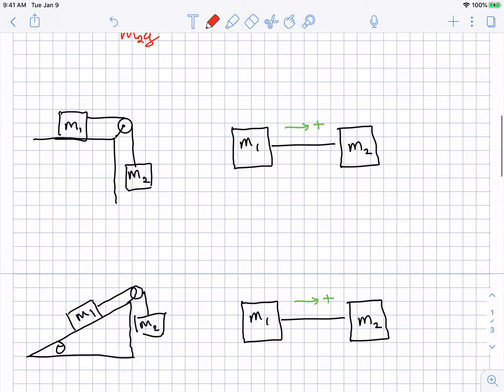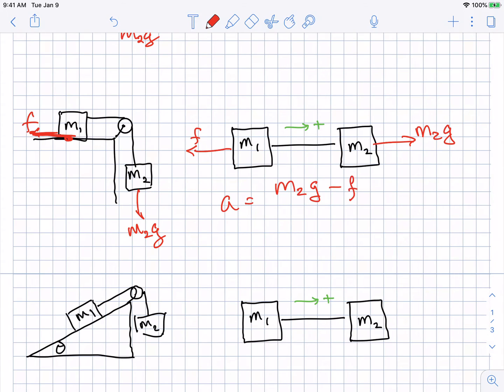Over here, we're going to do the same thing, except we're going to add friction. So I have M2G just like before, same problem, just with friction. I have M2G pulling in the positive direction. I have the friction pulling in the negative direction. A equals the net force, which is M2G minus F, over M1 plus M2.